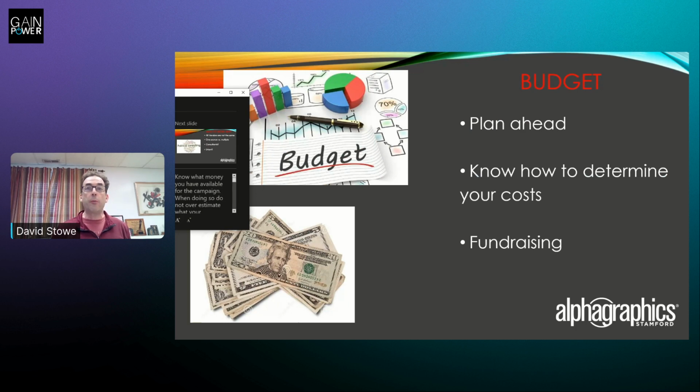So starting with a budget, that's really something you want to do as early as possible. Know what money you have available for the campaign. And when doing so, do not overestimate what your fundraising is going to bring in. Be conservative and realistic when you're doing this. If you find out that you have a little extra money in the budget as election day approaches, then you can simply apply that to get out the vote efforts. But you definitely do not want to plan for something that you then can't afford.